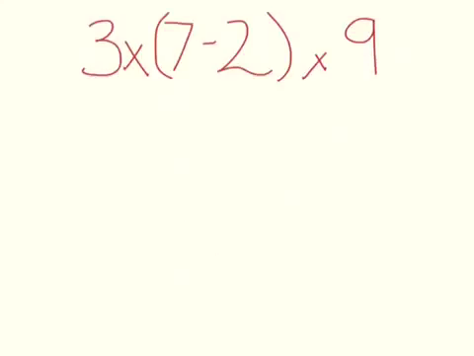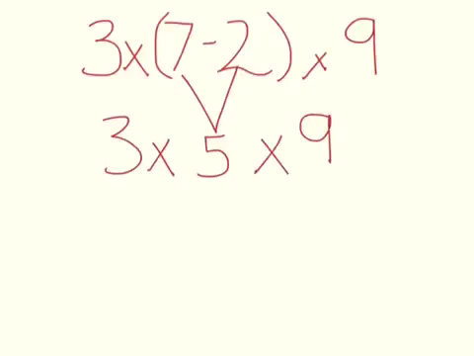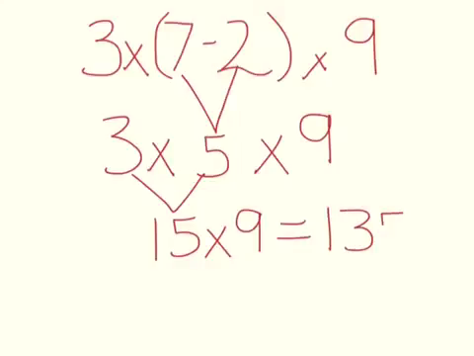In this problem, we have two operations of multiplication and some subtraction. But because the subtraction is in parentheses, we shall do this part first. So 7 minus 2 is 5. And then I'm going to bring down everything else exactly as it is. And now we have multiplication twice, so we just do them from left to right. 3 times 5 is 15. Bring down the times sign and the 9. And then we just solve 15 times 9, which gives us an answer of 135.